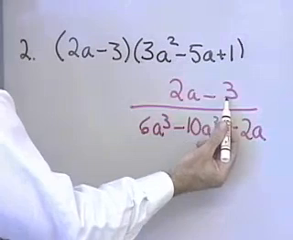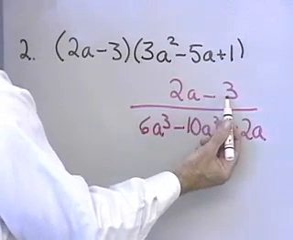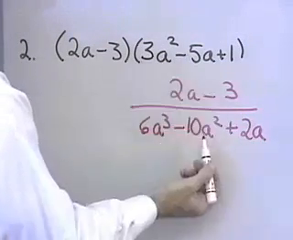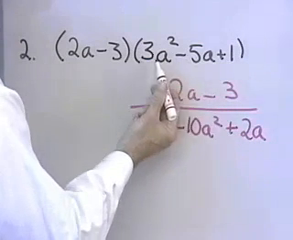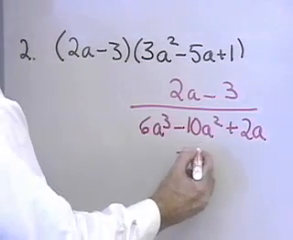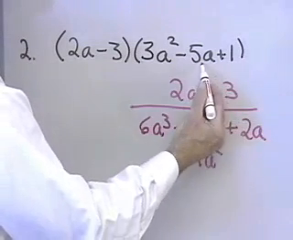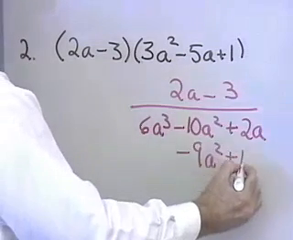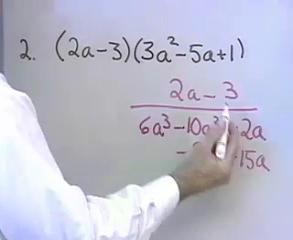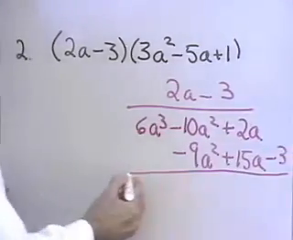That takes care of 2a times each of those three terms. Next, I'll go to the 3, and I'll take the subtraction sign with it, thinking of this as plus a negative 3 times each of these three terms. Negative 3 times 3a squared will be negative 9a squared. I'll write that underneath the term it's similar to. Negative 3 times negative 5a, positive 15a. And negative 3 times 1, negative 3. So I've lined up similar terms.